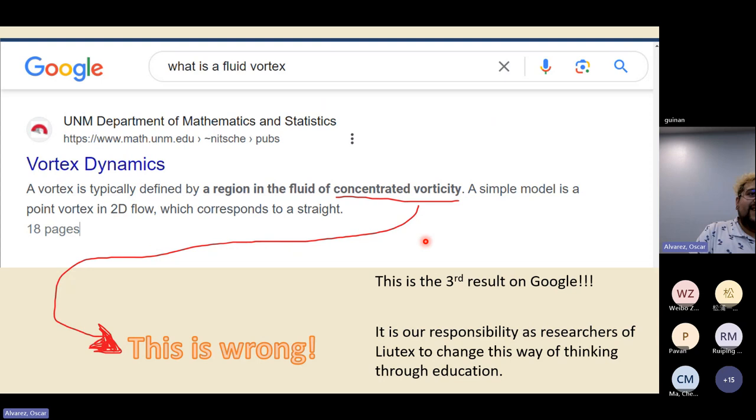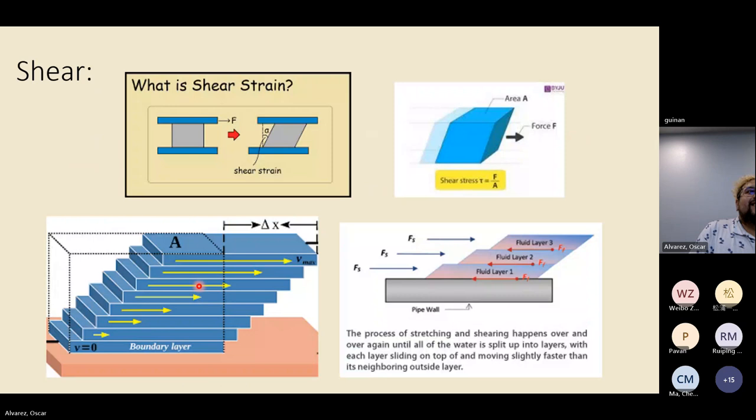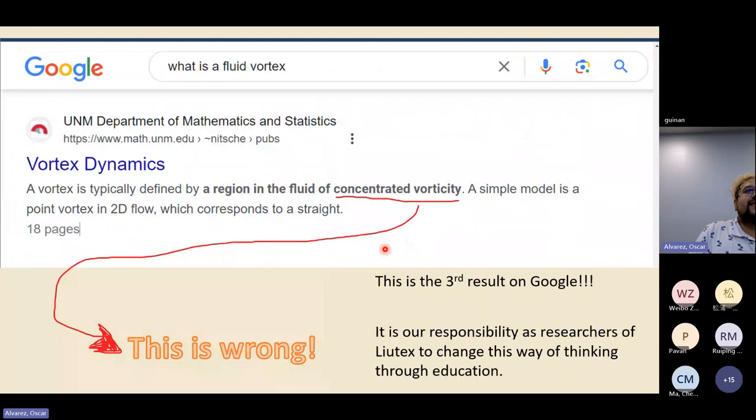Vorticity contains the shear that we talked about, which is not a fluid. This is not a vortex, right? But vorticity contains it. And we see that even in Google and in the open world and in real life, when new people are being introduced to this field and are just beginning, they could read this and be led astray to something that no longer is true. And I believe that it is our responsibility as researchers of Liutex to change this way of thinking through education, which is kind of what we're doing here through this conference.